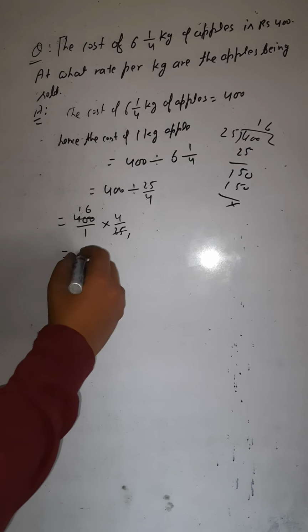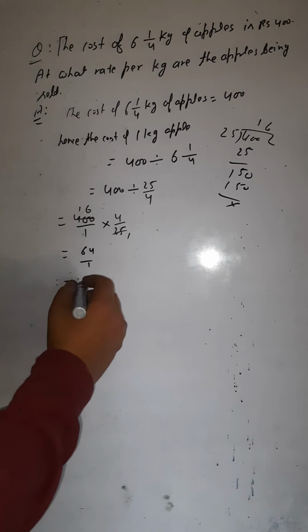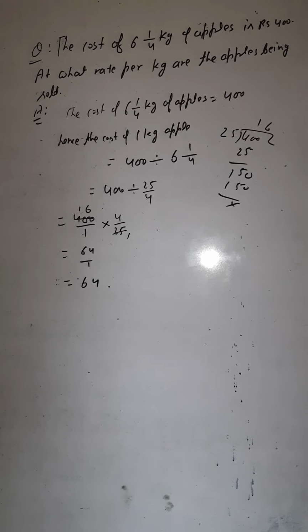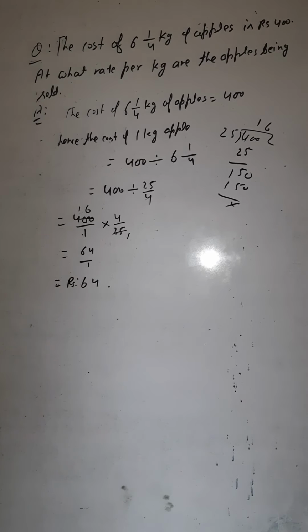16 4s are 64, and downside what is there? 1 1 is 1. So 1 is the answer. Okay. So the answer would be 64 because downside denominator is 1. So you can write it as 64. So what would be the cost of 1 kg of apple? So cost of 1 kg of apples is how much? Rupees 64. Okay. So this is the cost of 1 kg, or you can say the per kg apple.